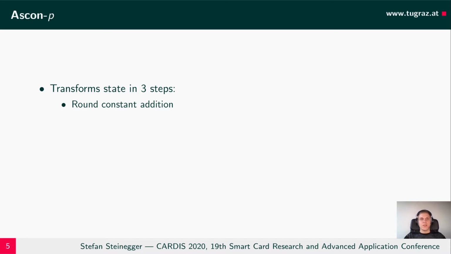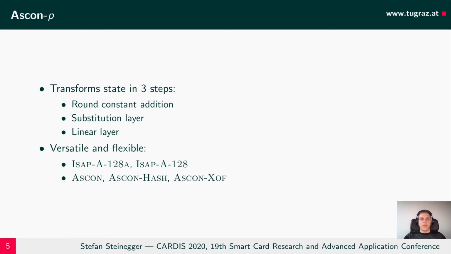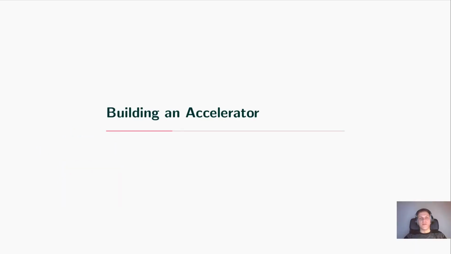Now that I've mentioned Ascon-p, I should elaborate what it is about. Ascon-p transforms the state in 3 steps. First, we've got a round constant addition, followed by a substitution layer, followed by a linear layer. And the nice thing is that it is versatile and flexible. It is used in the Isap-A128A, Isap-A128 configuration, as well as Ascon, Ascon-Hash, and Ascon-XOF. The versatility and flexibility of the Ascon-p permutation function and its use in a range of cryptographic primitives makes it a great target to build an accelerator for it.